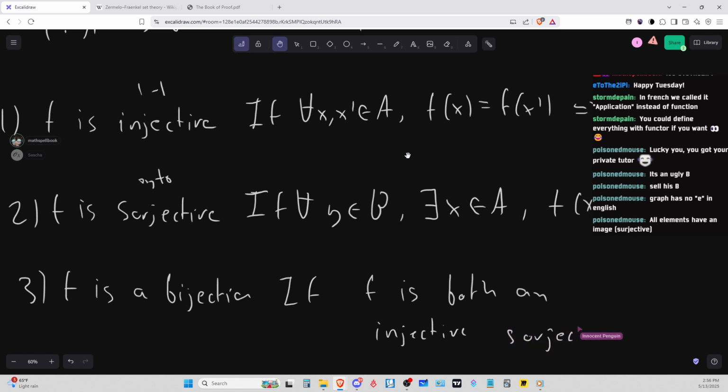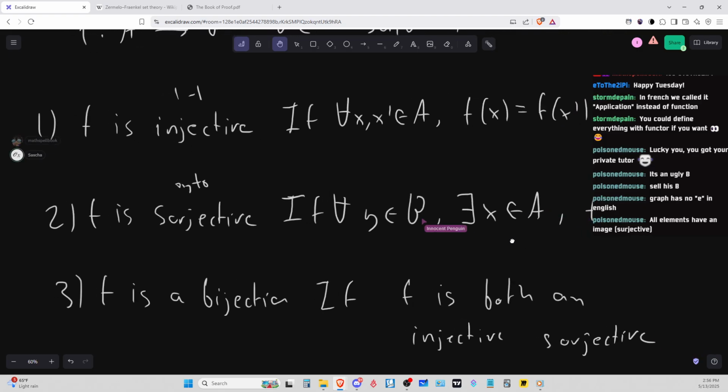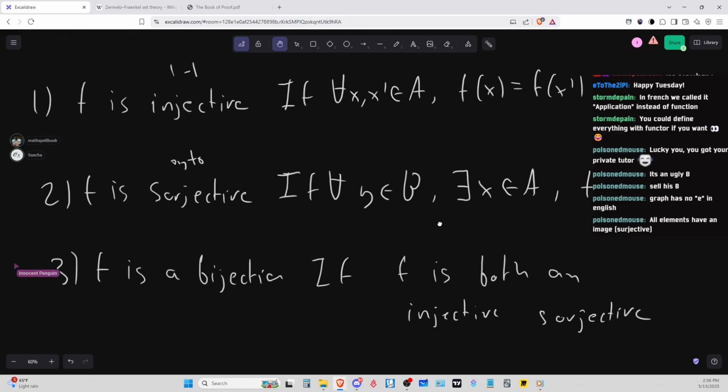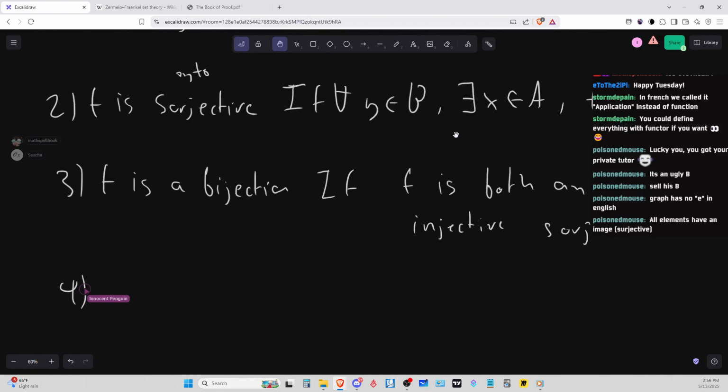Poison Mouse said all elements have image, surjective. What does that mean exactly? I think he was just anticipating, ahead of us on the definition of surjective. I don't have the chat. I remember what you told me about the differences, a while ago when I was streaming: with an image, it's based off the function, but a codomain is based off the space that the function is going onto. Is that correct? Yeah.